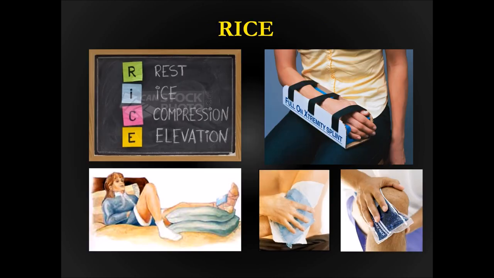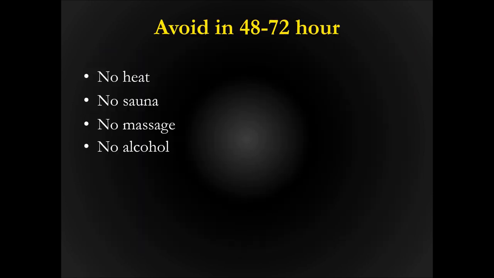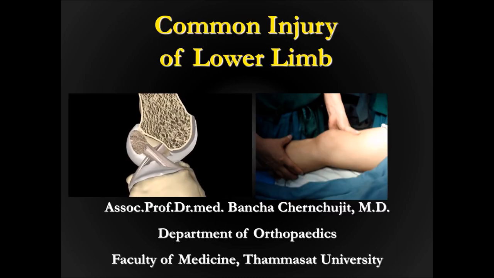So this is basic, as I told you last time, right? RICE can be used for everything. When you have some injury, even bone or soft tissue injury, you have to rest to prevent further injury. Immobilization is a part of rest, ice, compression, and elevation, right? No heat, no sauna, no massage. Some still do massage. This is wrong. You can have more bleeding inside, more injury if you try to do manipulation or massage. No alcohol, because alcohol causes vasodilatation of the vessels.